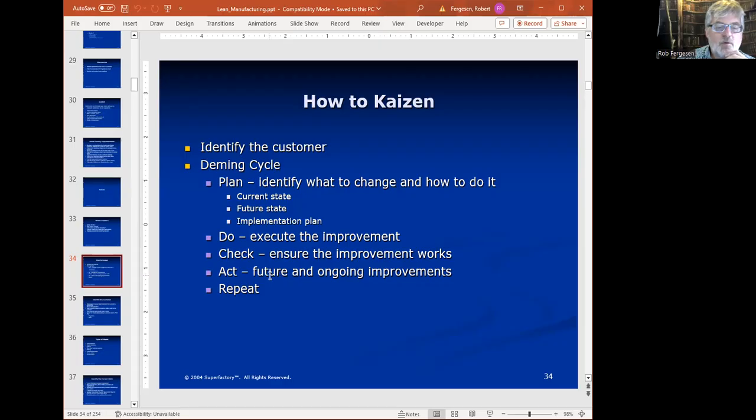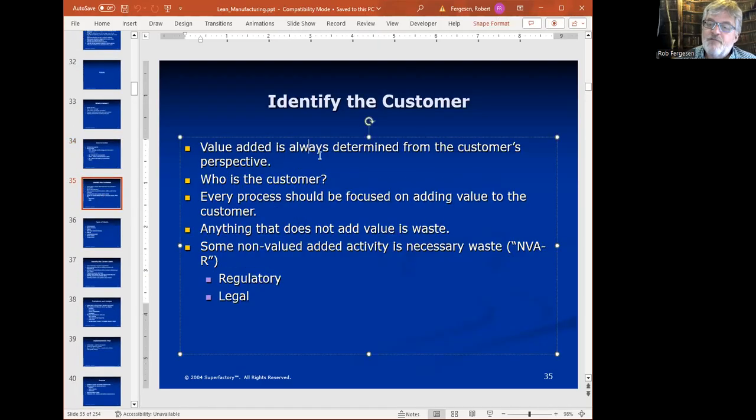Do, check, act, and repeat. And that's where Kaizen works really well with the Agile methodologies. Agile has its own methodology, and we're going to get into that a little bit later. Agile methodology has this sort of very fast cycle improvements to a software package or a work cell. And so we're going to talk about how that meshes in with the traditional lean Kaizen process. And the first step is always to identify the customer. Who is the end customer and what do they see as valuable in that product?